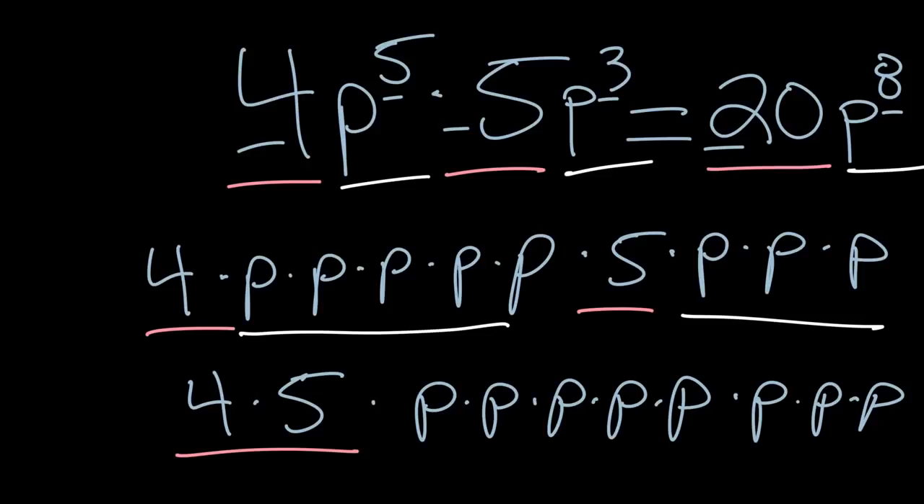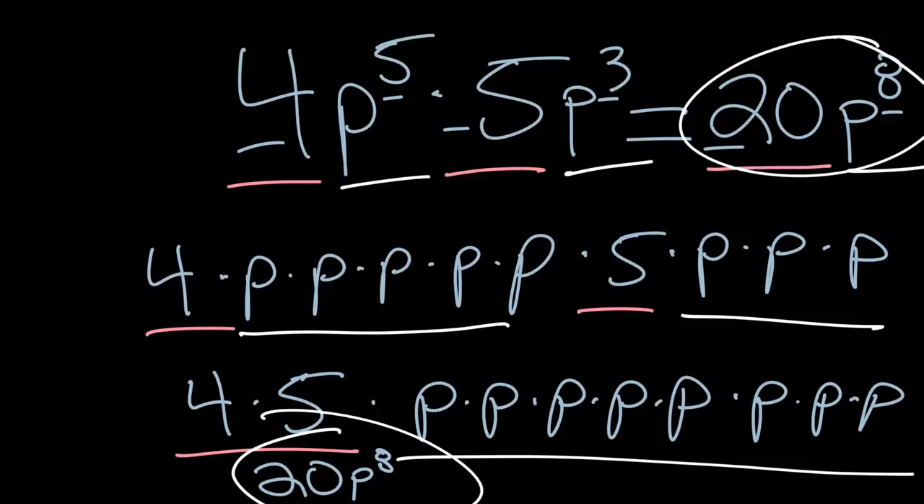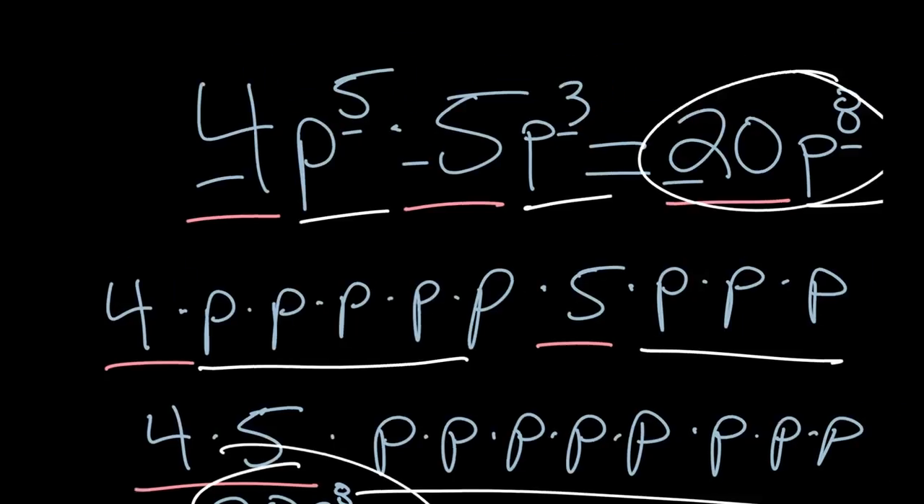And we can simplify this crazy looking expression by just multiplying 4 by 5 to be my 20, and then writing this with an exponent. That's the beauty of exponents. That's why we have them, is we can write a crazy expression like that as p to the 8th. And you'll notice that this is, of course, what we got the first time. So great.